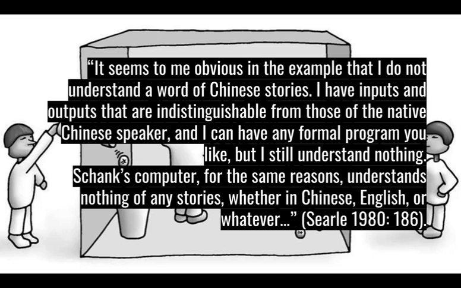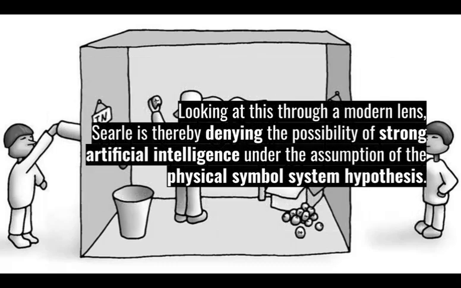So I'm going to go ahead here and interpret Searle very, very charitably. The responses to Searle are all over the place, and I'll give you an example of that in a little bit. But here's what Searle is saying, and I'm looking at this through a modern lens, and very charitably, I might add. So from the slides, looking at this through a modern lens, Searle is thereby denying the possibility of strong artificial intelligence under the assumption of the physical symbol system hypothesis. He never says that anywhere in the paper. But writing in 1980, we know that that was a dominant paradigm in AI at the time. So that's how we should interpret him.